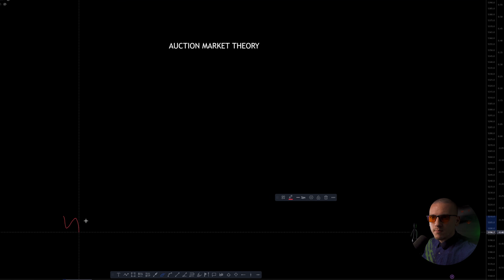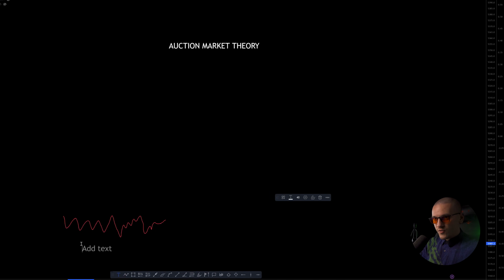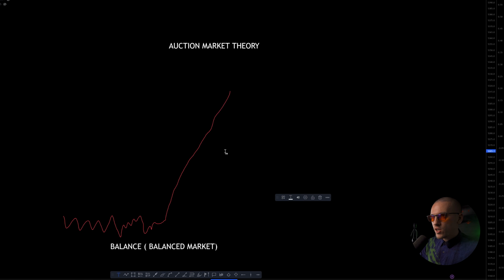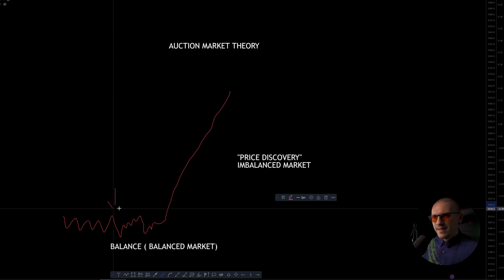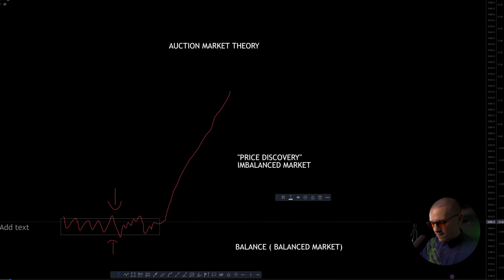Auction market theory was born around the 70s and the 80s, and it's something that you might have heard of before. Auction market theory basically implies that the market revolves around two main phases: phases of balance, where we have a balanced market, and phases where price goes into discovery of new prices. So in a balanced market, market participants are agreeing that this area is the best price to both buy and sell, which is also known as a fair price or a fair value.